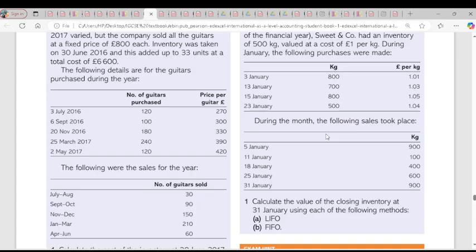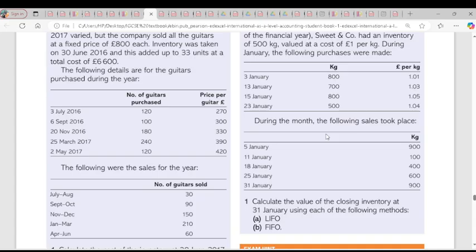Done. Then, the unit in July is 120. 120 multiplied by 270 gives us 32,400. Okay. So, the 32,400 plus 600 gives us 33,000. Yes. So, the value for July and August is 33,000.